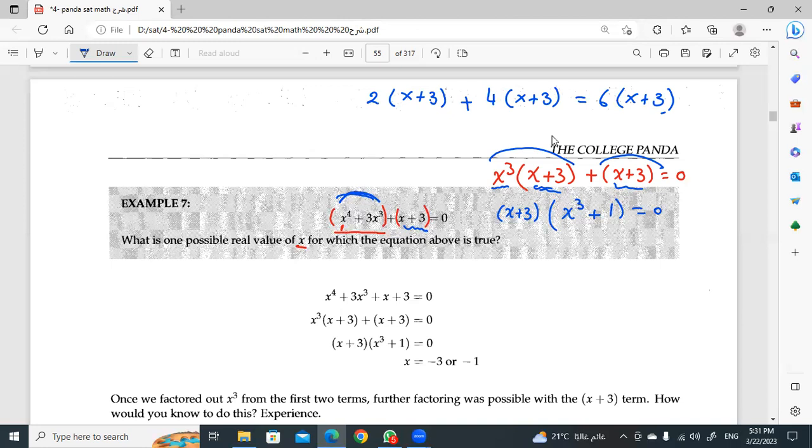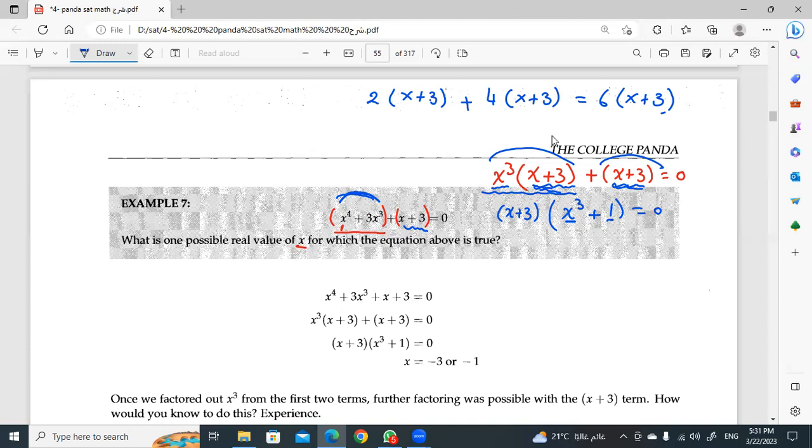But here I have a variable, I have x to the power of 3. So I take the common factor x plus 3, the common factor which repeats in each term. For the first term, if I took x plus 3, how much will be left? It will be x to the power of 3. And for the second term, how much will be left? It will be 1. Clear?